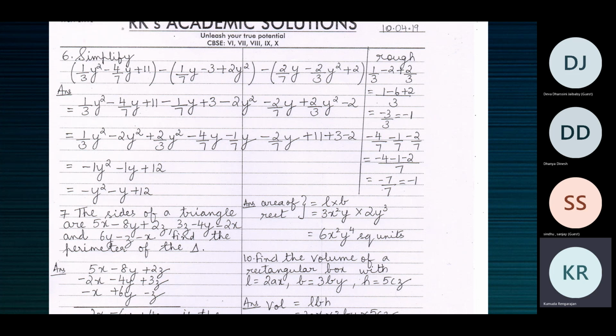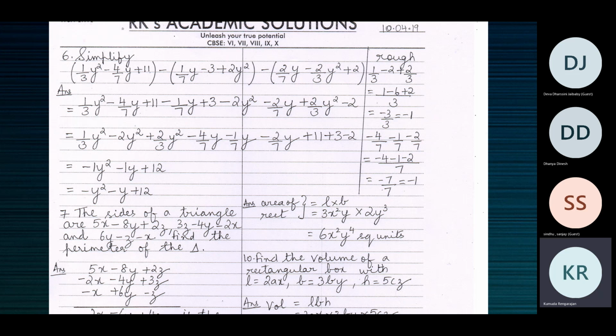Tell me for the next one, what's the answer? Please work in your book and tell me. The 7th one: the sides of a triangle are given to you. 3 expressions are given, and those 3 expressions represent the sides of a triangle. You need to find the perimeter of the triangle. Work it and tell me the answer.